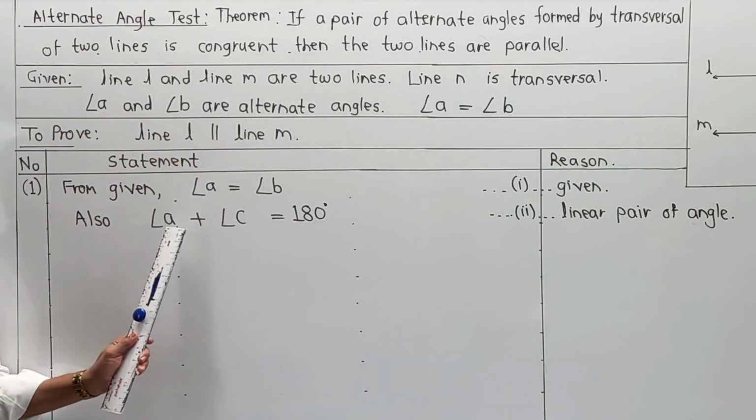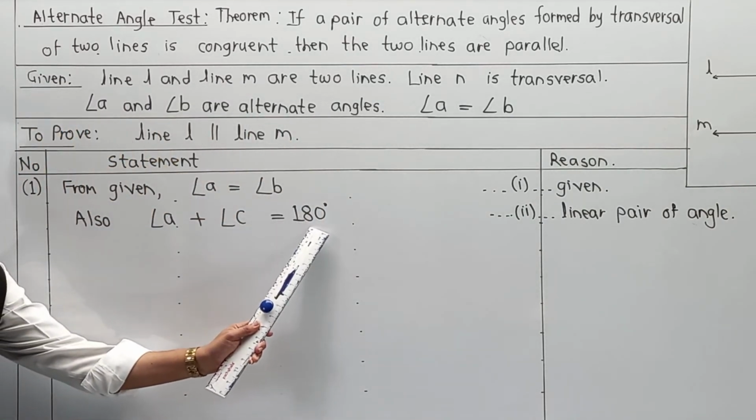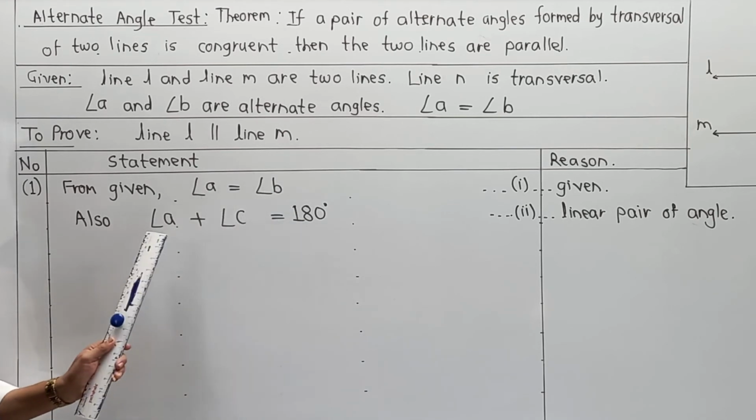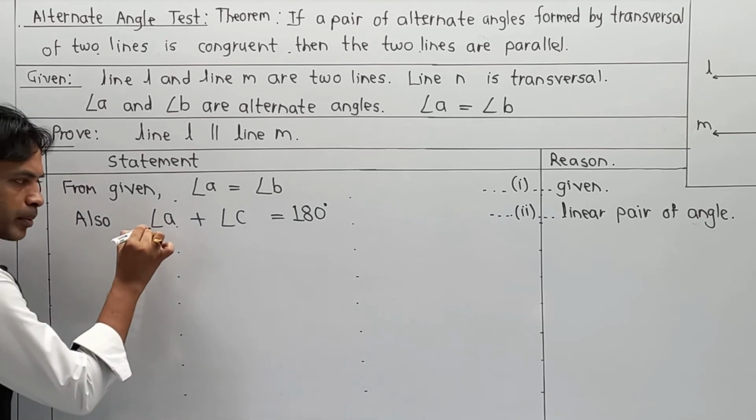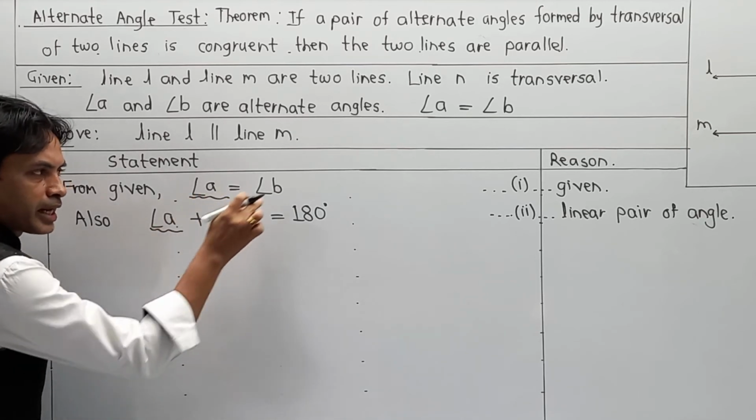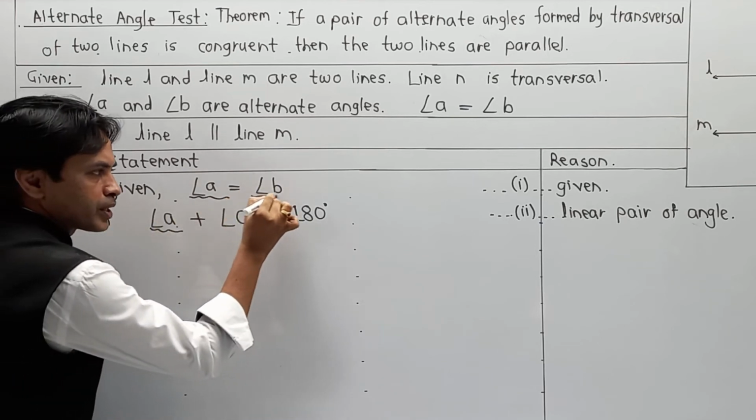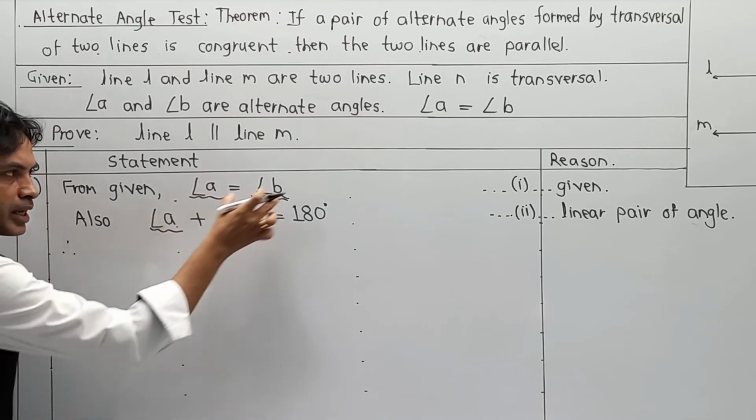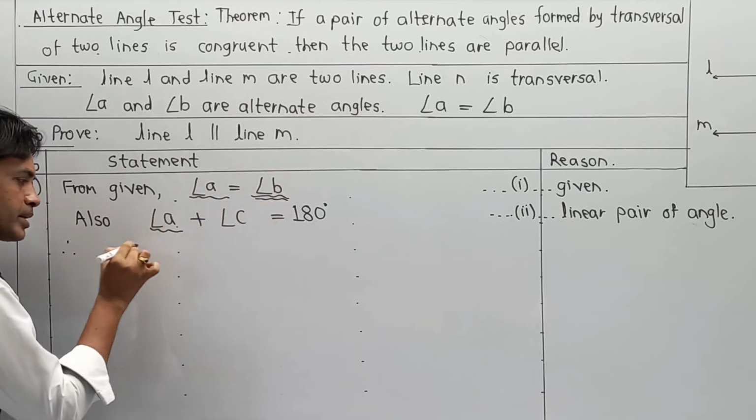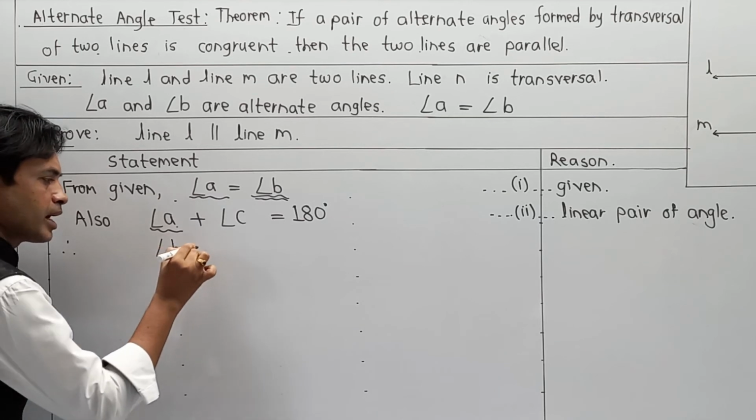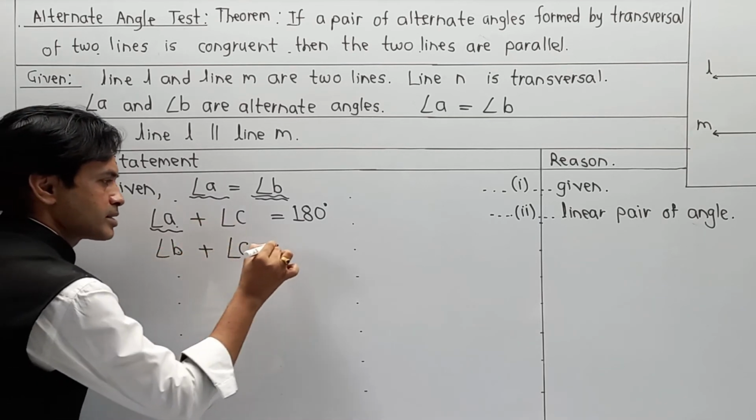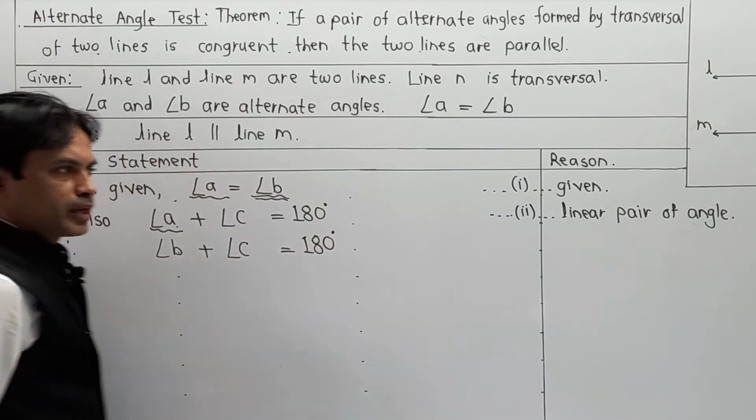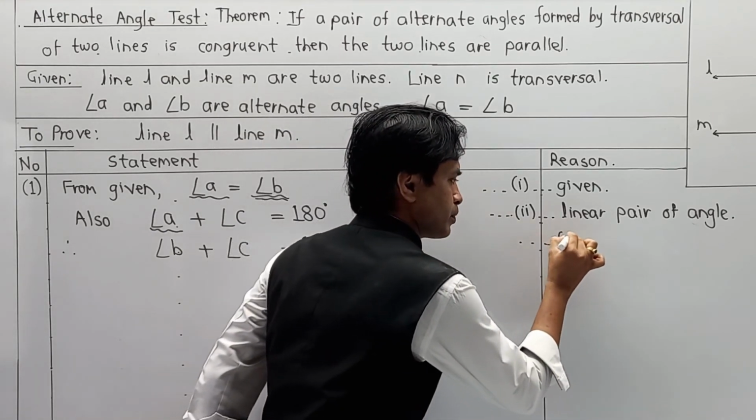Naturally, angle A plus angle C is 180, that we have written in equation 2, and in equation 1 we have written angle A equal to angle B. If angle A equal to angle B, I am going to remove this angle A and replace angle A by angle B over here. This is a substitution. So in the third part, instead of angle A, I would replace it by angle B. Therefore, angle B plus angle C is equal to 180 degrees, from equations 1 and 2.